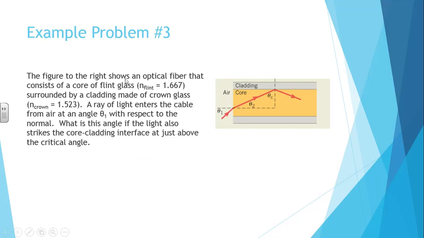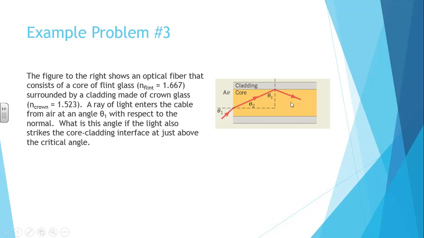And so let's say we have this figure on the right which shows an optical fiber that's going to consist of a core made of flint glass, and it tells us what the index of refraction of flint glass is, and it's surrounded by a cladding made of crown glass, and it gives us its index of refraction. And it says a ray of light is going to enter the cable at an angle theta 1 with respect to the normal. And what we want to know is what is this angle so that this light ray will strike the cladding just above the critical angle, meaning the total internal reflection will happen inside this optical fiber.